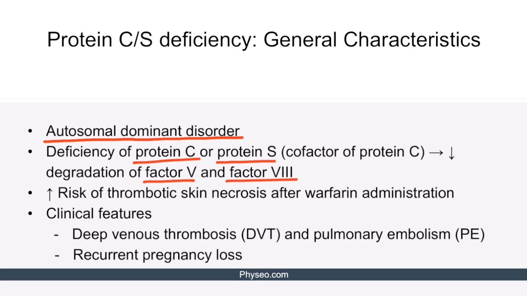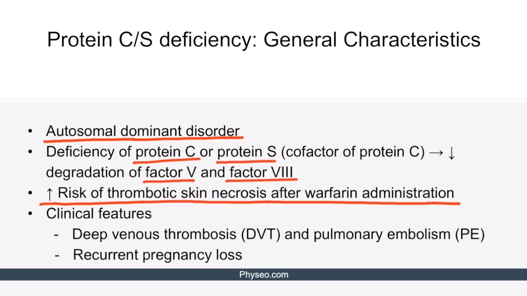There is one very high yield point to know about protein C and S deficiency. These patients have increased risk of thrombotic skin necrosis after warfarin administration. Warfarin normally inhibits synthesis of vitamin K-dependent coagulation factors. These factors are 2, 7, 9, 10, protein C and S.